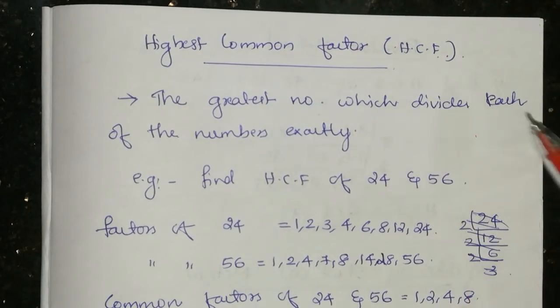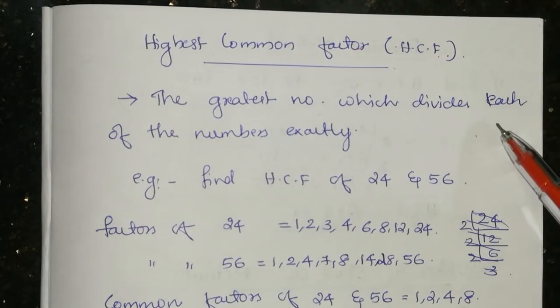നമുക്ക് കുറച്ച് നമ്പേഴ്സ് തന്നിട്ടുണ്ട്, അതിൻ്റെ എച്ച് സി എഫ് കാണണമെങ്കിൽ ആ നമ്പേഴ്സിനെ എല്ലാത്തിനെയും എക്സാക്ട്ലി ഡിവൈഡ് ചെയ്യുന്ന നമ്പേഴ്സ്, അതായത് ഫാക്ടേഴ്സ്, തന്നിരിക്കുന്ന നമ്പേഴ്സിൻ്റെ ഫാക്ടേഴ്സ്.